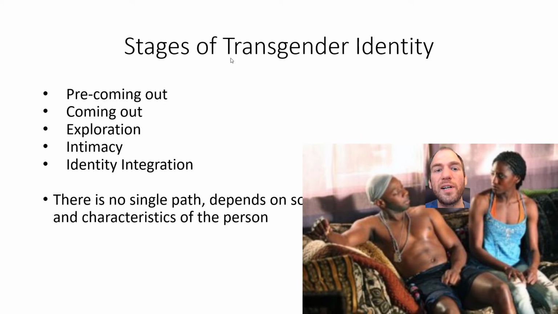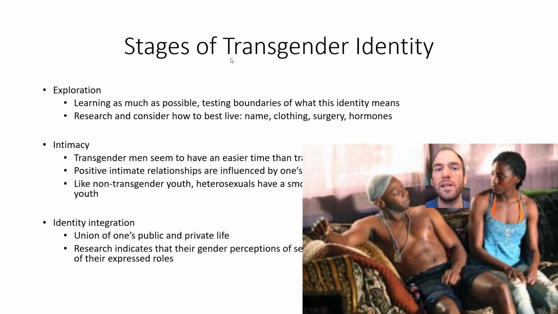Now, moving on to the social developmental tracks of transgender identity. There are 5 here: pre-coming out, coming out, exploration, intimacy, and identity integration. There is no one single path among the stages of transgender identity. It depends on social and economic resources and characteristics of the person. Looking at specific stages: exploration, learning as much as possible, testing the boundaries of what this identity means, researching and considering how to best live: name, clothing, surgery, hormones.